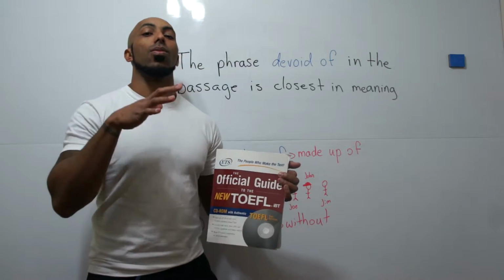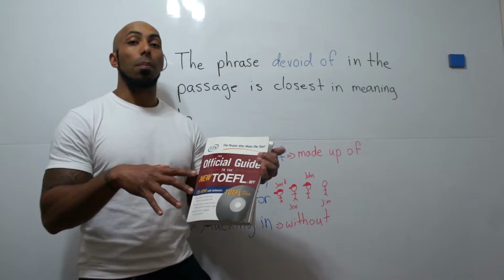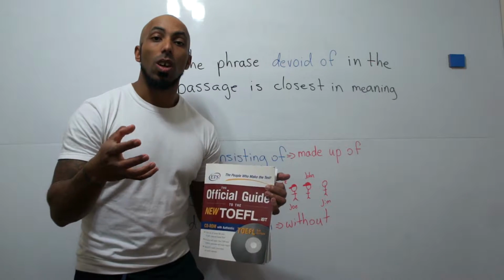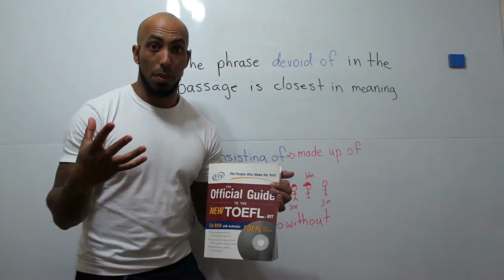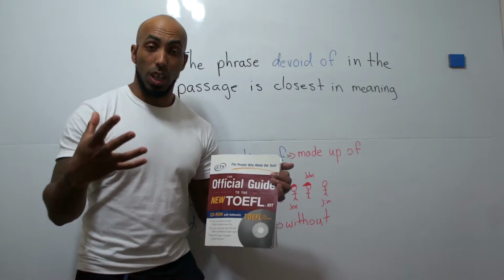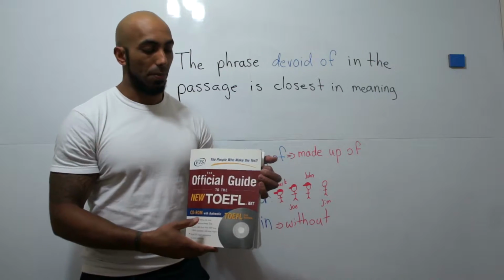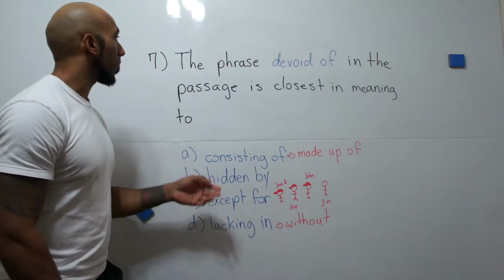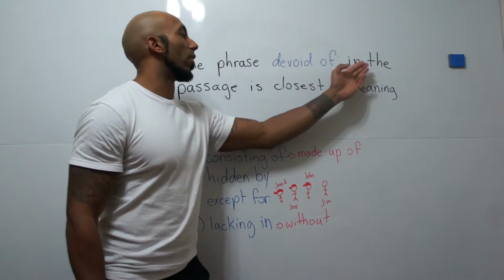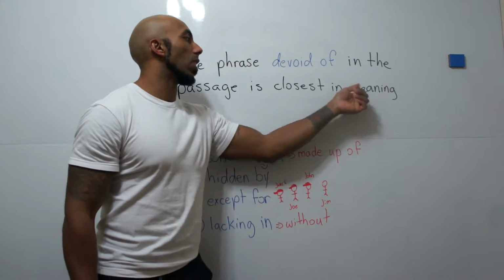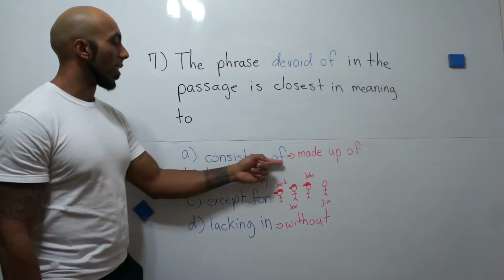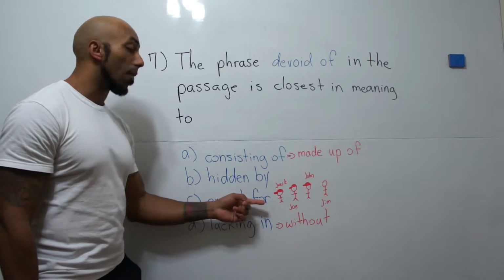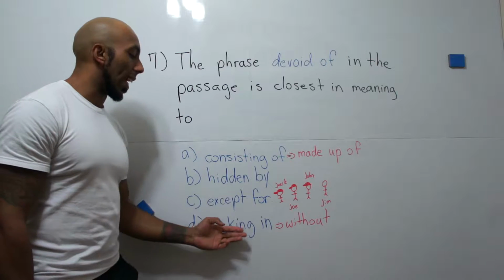several different kinds of questions for one passage to check your comprehension, which means did you understand what happened, and your retention, do you remember what happened? Okay. So, without further ado, let's read the question. The phrase "devoid of" in the passage is closest in meaning to A, consisting of, B, hidden by, C, except for, or D, lacking in.